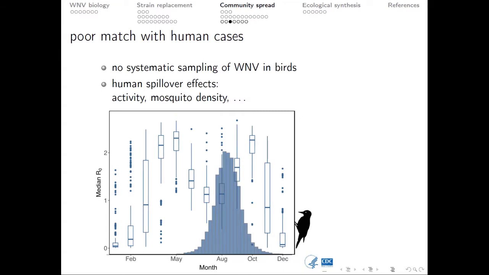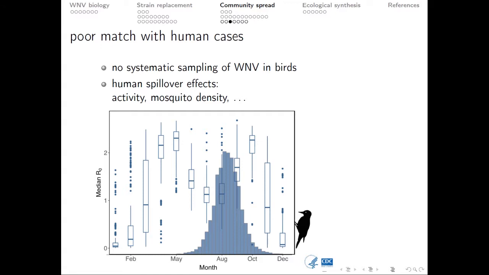As I said, we don't actually know what's going on in West Nile virus in birds. The way that people monitor for West Nile virus is actually with sentinel chickens, which is you put a bunch of chickens out in a cage and you wait for them to get bitten by mosquitoes and you sample their blood every so often and see if they've got West Nile virus.